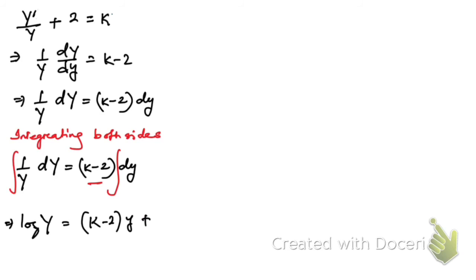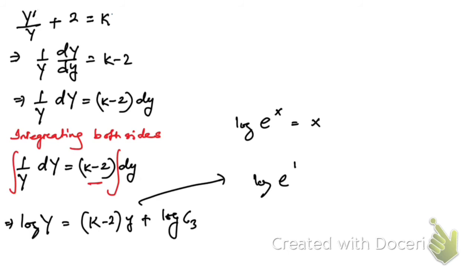And there must be an integrating constant. As we have log here, let the constant be log of c3. Let me consider it that way. Now you see, we know that log of e to the power x is x. So we can write this term as log of e to the power k minus 2 into y. That's going to be again this, because we have this one in log, so I have to do it that way.